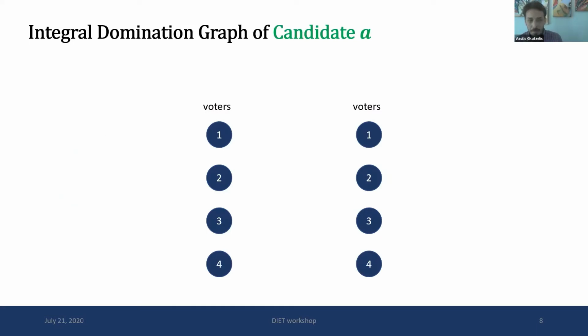So given a problem instance, for each candidate, we define a bipartite graph whose vertices on each side correspond to the set of voters. So we have voters on the left side of the bipartite graph, and voters on the right side. I think it's important to note that there's a different graph for each candidate. So given an instance, we have m different graphs, one for each candidate. The vertices are the same, but the set of edges will differ. The set of edges depends on the candidate whose graph we're looking at.